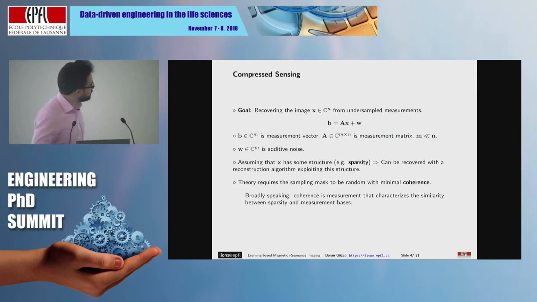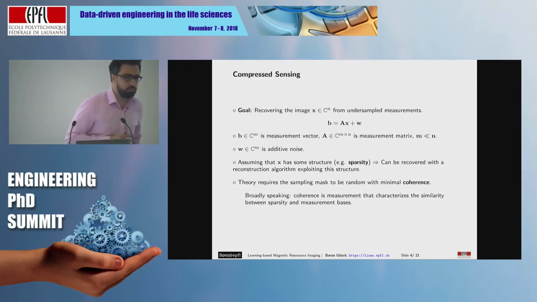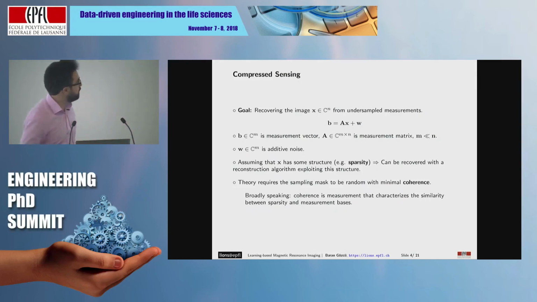And the theory of compressed sensing says that we should try to design the subsampling in a way that minimizes a property called coherence. I will not go into detail, but basically it is how similar the measurement and sparse bases are to each other. In this context, for example, there's a similarity between the Fourier and wavelet domains.